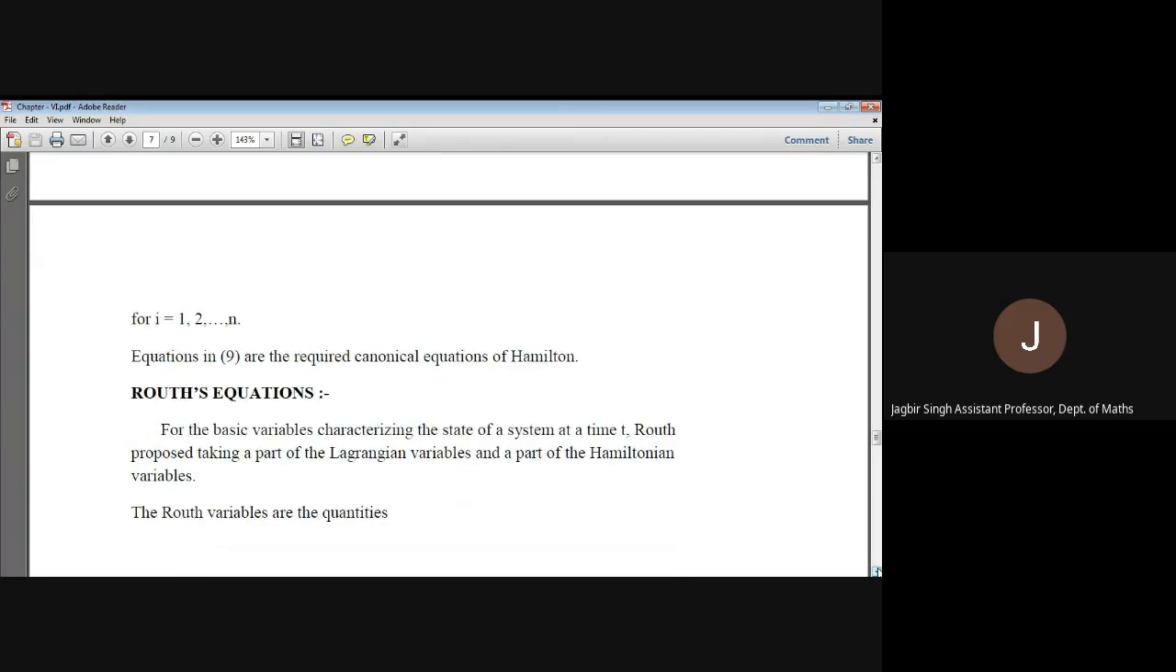Okay, there is one more article, that is the Routh equations. I think we should discuss it tomorrow or in the next lecture. However, it is also based on the Duncan's theorem. You will have a look at this, and I would like to discuss it in the next lecture.